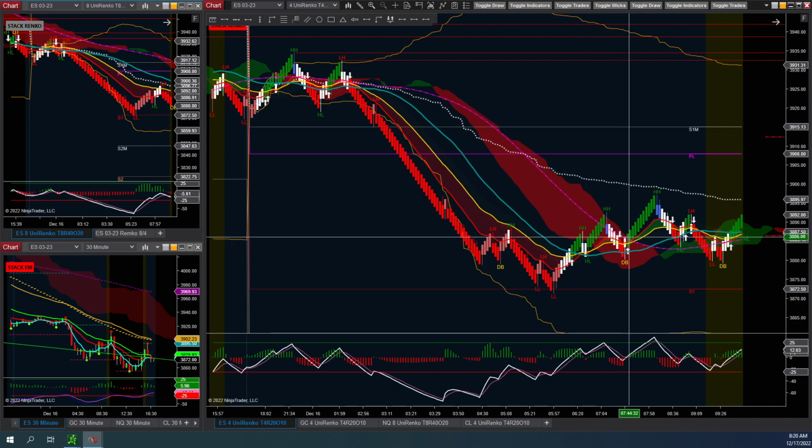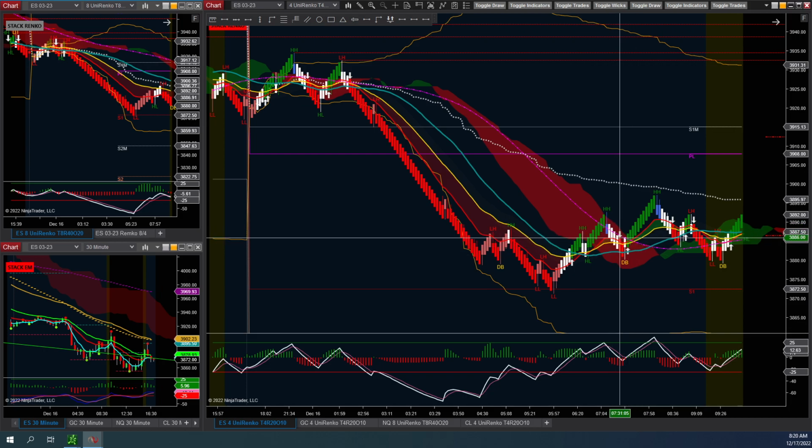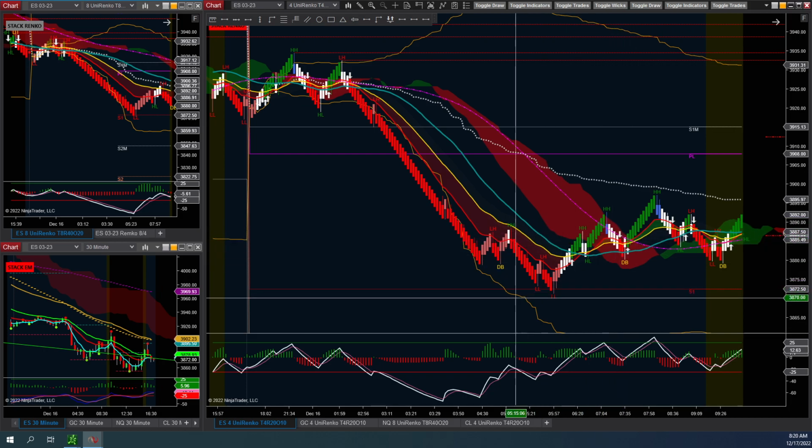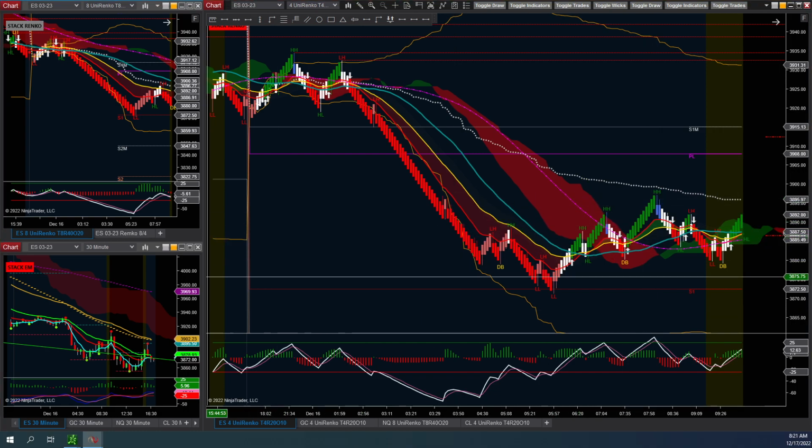So you see here in this setup, there is an entry in this area here. There is a breakout of a reversal. So there's a reversal breakout there, but there's not much space in between the VWAP and this breakout. So it's kind of risky to take.